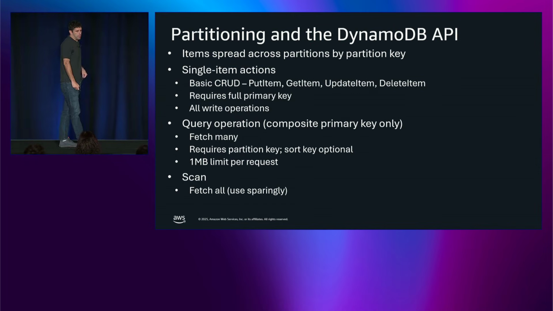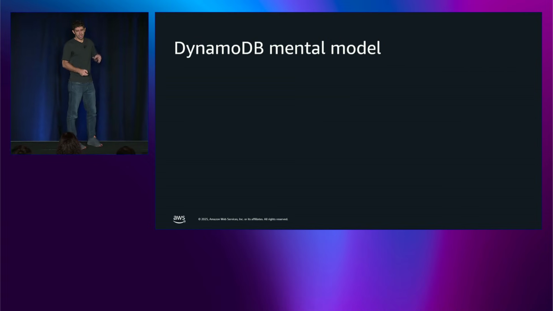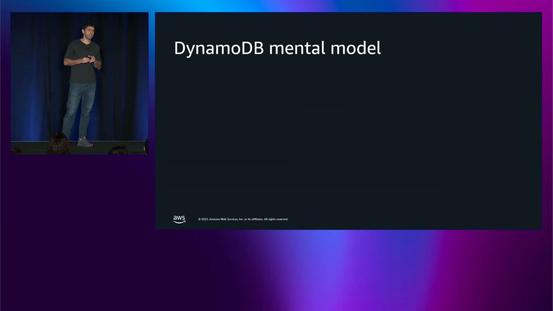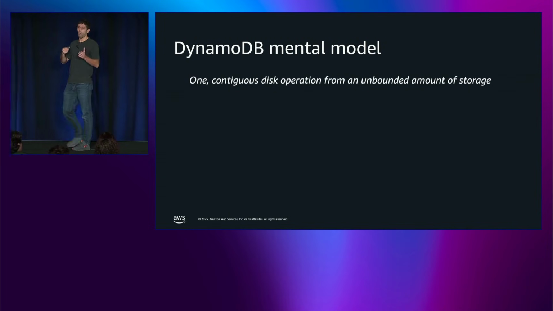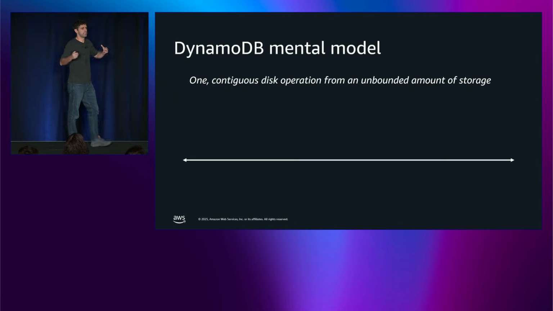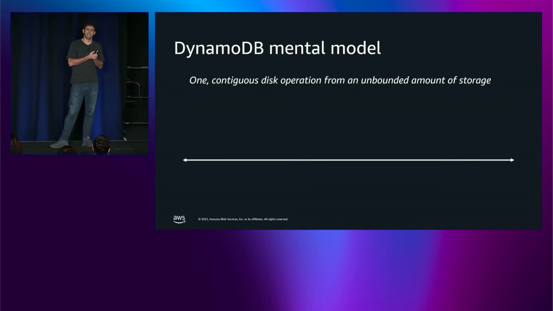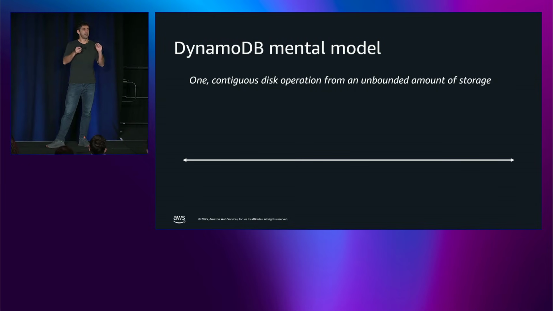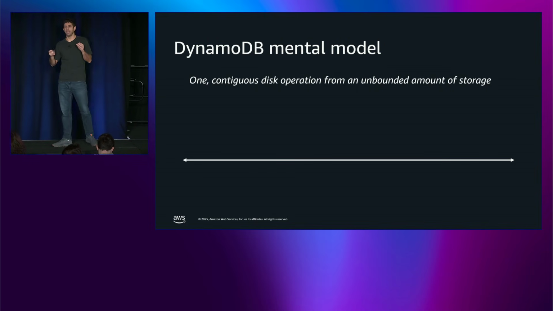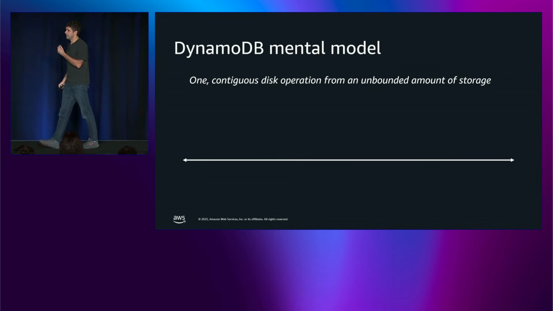So given this partitioning and the API, my mental model for Dynamo is that when I make a request to Dynamo, I get one contiguous disk operation from some unbounded amount of storage, right? Dynamo is just giving me this infinite fleet of storage. It's going to expand for me as much as I need it to. But I need to physically think about how I'm setting it up within my application to make sure I can get what I need when I need it, right?